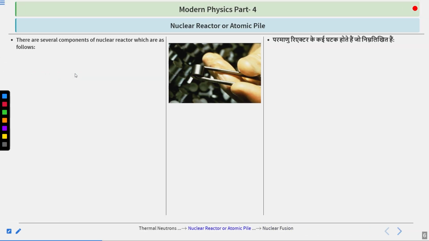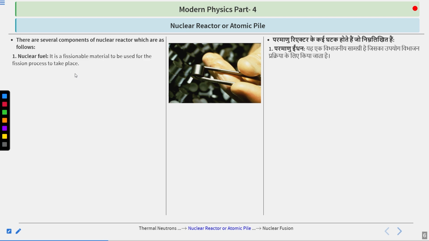There are several components of a nuclear reactor, which are as follows. The first component is what we call the nuclear fuel. It is a fissionable material used for the fission process to take place. Nuclear fuel is the component that we use in the nuclear reactor to produce nuclear energy.